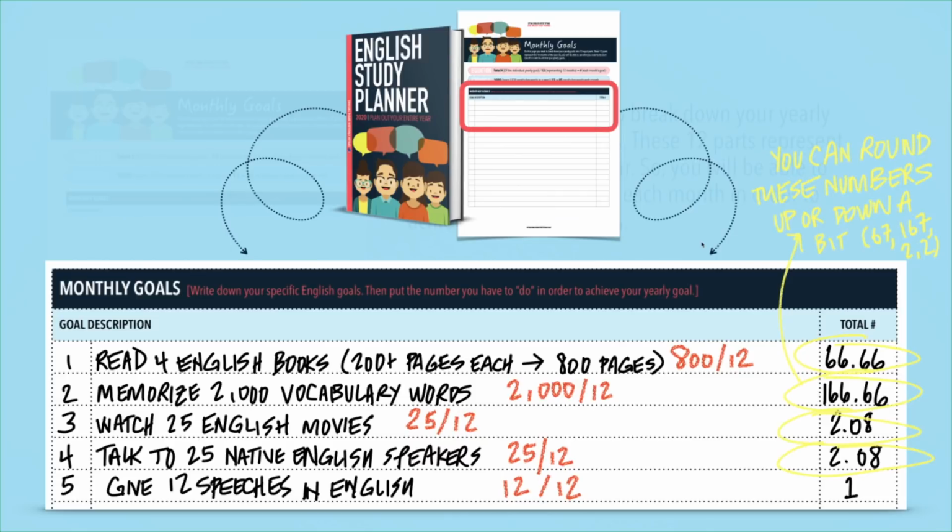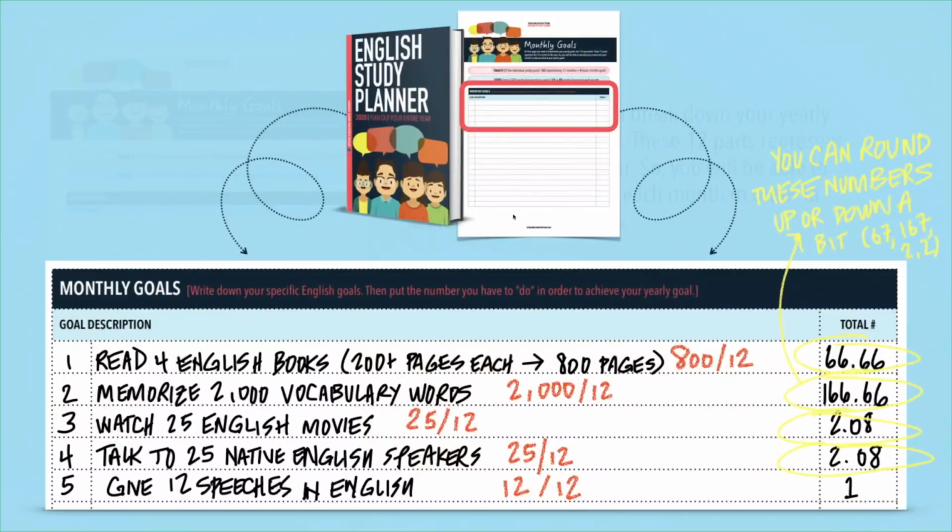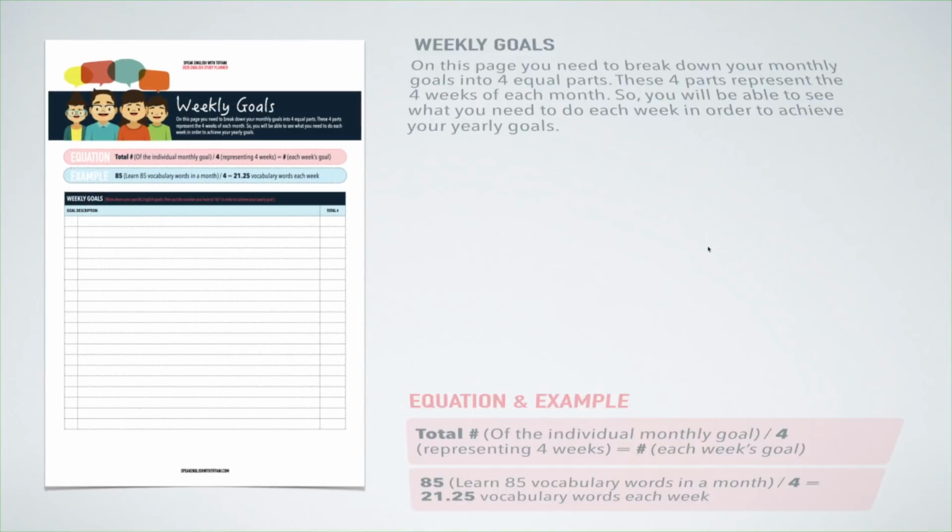So instead of 66.66, I can say 67. Instead of 166.66, I can say 167. So again, you can do the same thing. You can round up or down, okay, depending on the number you want to use, okay? All right, now after you've done that, we need to move on to the weekly goal.